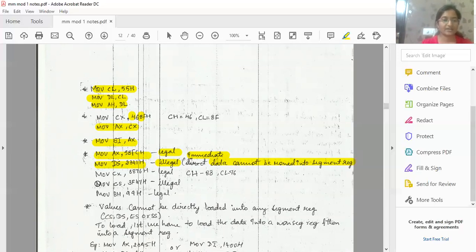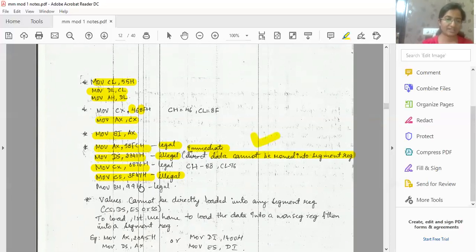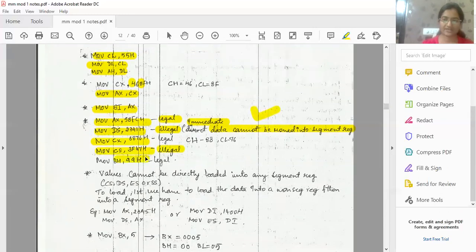Then MOV CX, 8876H. So yes, this is legal because 88 will be loaded into CH, and 76 will be loaded into CL. MOV CS, 3F47H. This is illegal. Why illegal? Because CS is the code segment register. So immediate data cannot be loaded into a segment register. Then MOV BH, 99. Yes, it is legal. 99 is 8-bit data which is moved into an 8-bit register.